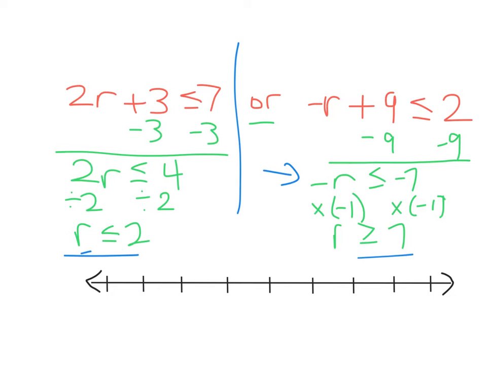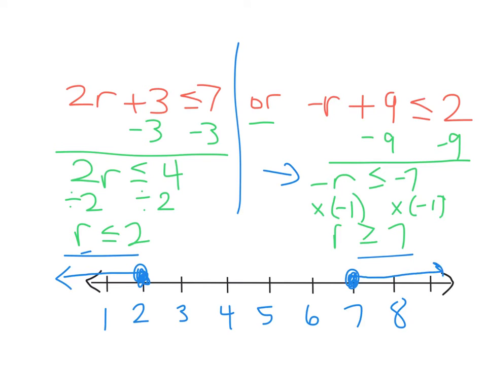So let's now graph it. Once again, r is less than or equal to 2, so it's going to be a filled in circle there. And r is greater than or equal to 7, so it's going to be a filled in circle there. R is less than or equal to 2, that means it's going to go this direction. R is greater than or equal to 7, that means it's going to go this direction. If you notice, there's a gap in the middle that doesn't meet either of the two conditions. If I plug in 4 into the left-hand side, I get something that's not true. If I plug in 4 into the right-hand side, I get something that's not true, and that's why there's that gap in the middle. But the two conditions are met by these two separate lines.